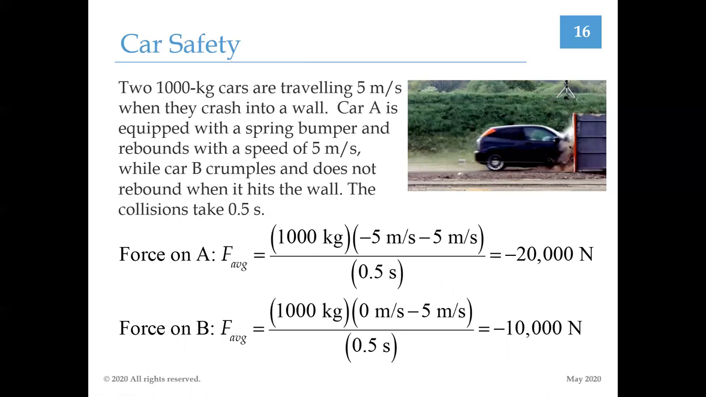And if we look, we see that the force on car A on average is 20,000 newtons, where the force on car B is 10,000 newtons. Meaning even moving at a relatively slow speed of 5 meters per second, we've doubled the force experienced because of that spring bumper. So you can imagine that if you're in both of these cars, it's going to feel very, very different to be in car A than it is to be in car B. And in some cases, it's definitely safer, or actually in all cases, it's safer to be in car B because you're experiencing a much smaller average force.